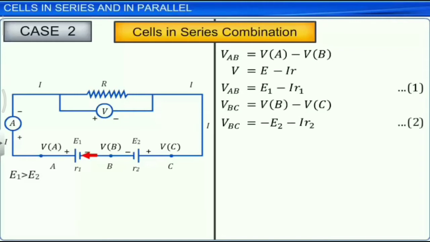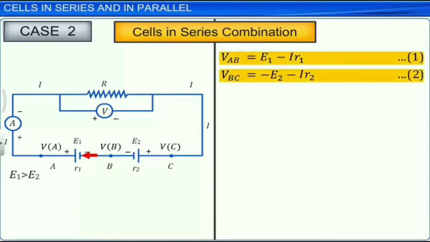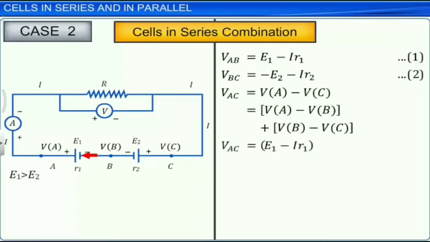From 1 and 2 we can get VAC is equal to E1 minus E2 minus I into R1 plus R2. That is equation 3.